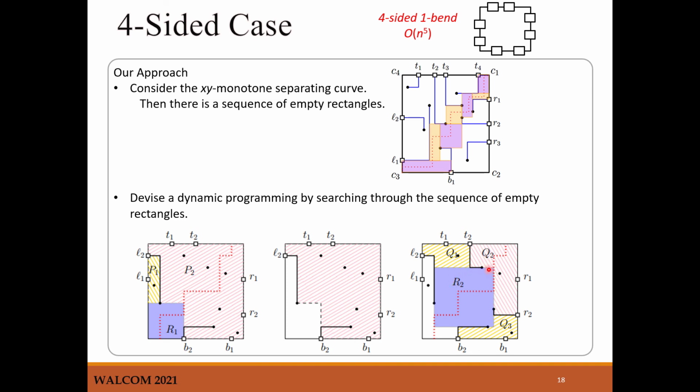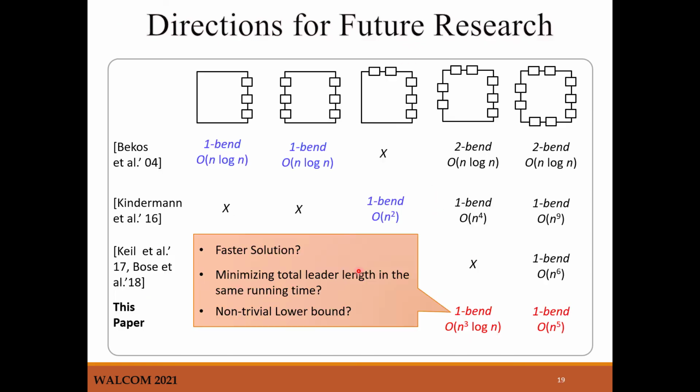We show that you can only have a constant number of subproblem types, and those subproblem types can be decomposed into further subproblems using dynamic programming that are also of the same types. And after bounding all these number of subproblems and filling out the dynamic programming table, we get a running time of order n to the power 5.